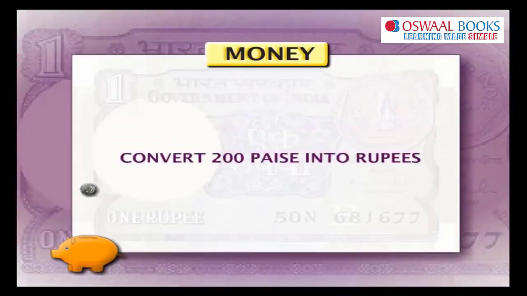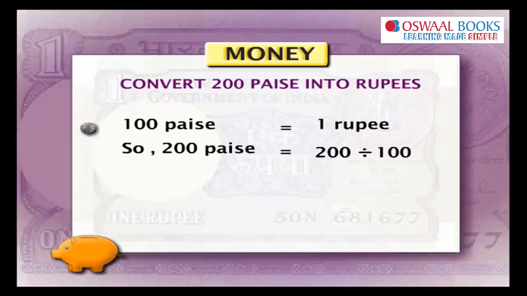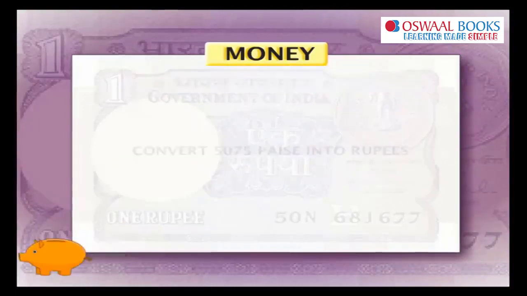Conversion of paise into rupees. Example 1. Convert 200 paise into rupees. 100 paise is equal to 1 rupee. So 200 paise is equal to 200 divided by 100, which is equal to rupees 2.